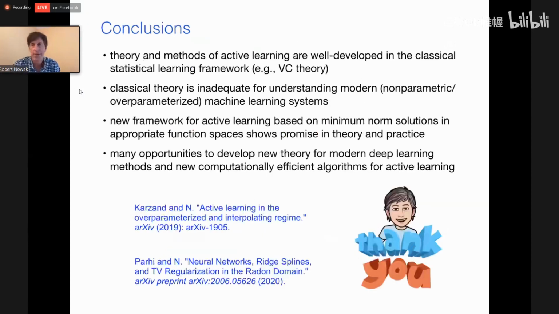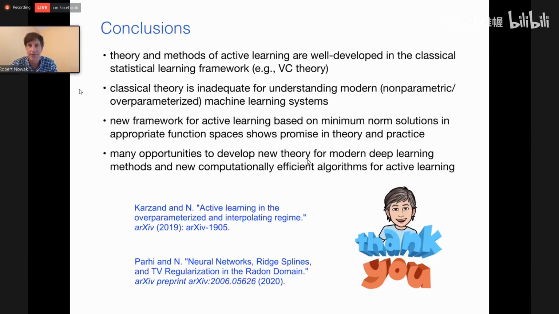So here are my conclusions, and then I'm happy to take questions. I reviewed a little bit of theory and methods for active learning. Those are well-developed in classical statistical learning theory frameworks like VC theory, but that classical theory really isn't adequate for understanding modern machine learning systems like neural networks. I proposed this new framework for active learning based on a maximin criterion and minimum norm solutions in appropriate function spaces. And we have some theory and some nice experimental results to support that.